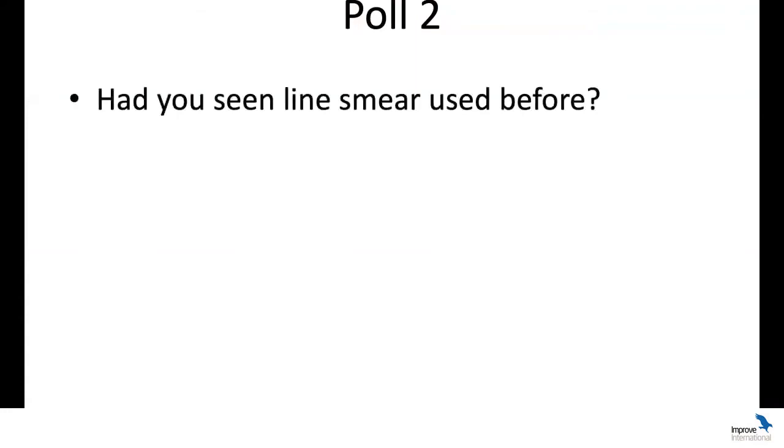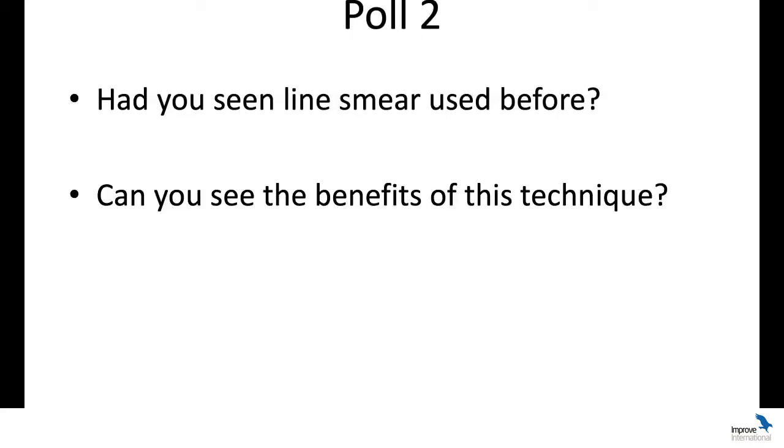So one of the things that I wanted to ask is, had you seen the line smears being used before? Just a yes or no? A lot of people have said no. Yeah. And can you see the benefits, though, of using that technique? Were you able to appreciate that there were a lot of cells that were then concentrated and it was much quicker to look at all of those cells? A lot of yeses for that question. Yeah. So hopefully, again, we can start employing this new technique to making these smears so that it makes our job easier when we're looking at these slides.